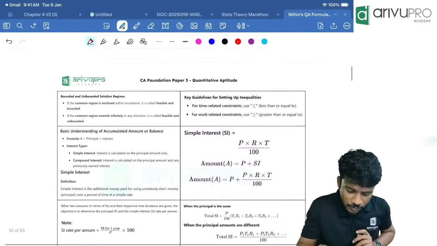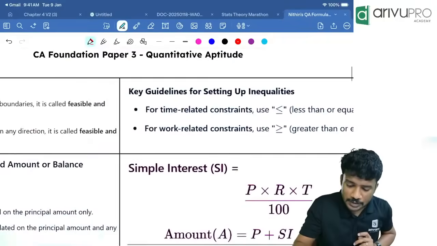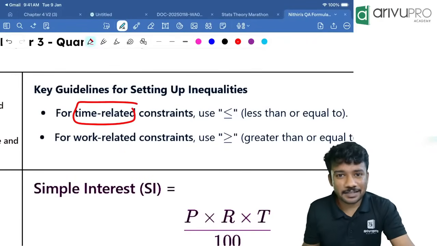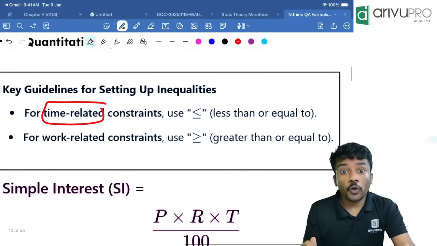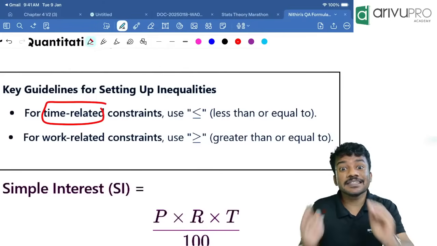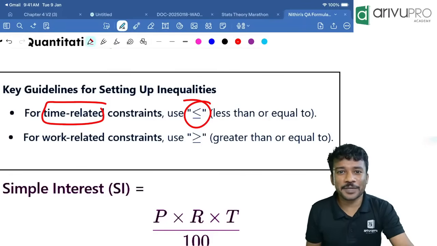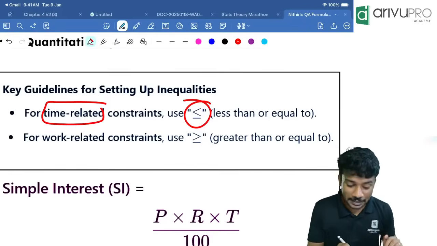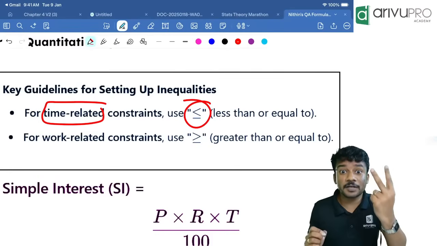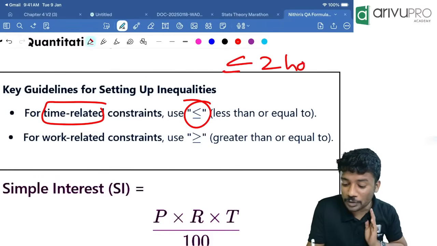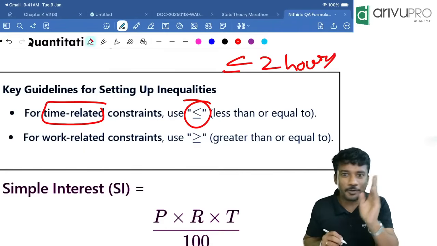From here, the most important part is that one. Now here, whenever there is a time related constraint, for example, they are telling you need to finish the work in this much time, you should always take less than or equal to, because we can't give you more time. For your exam itself, how much time is there? A maximum of 2 hours. That means less than or equal to 2 hours, you should finish the exam, not more than that.